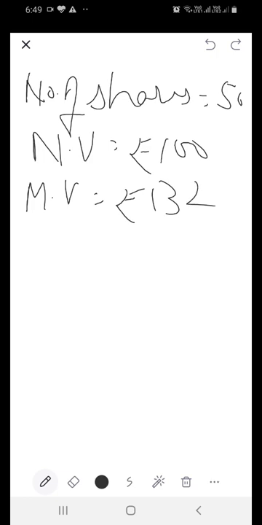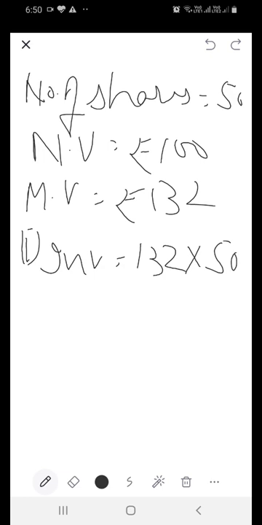In the first part, you have to tell the investment. In order to find the investment, I am taking up the first formula which I wrote. Investment is equal to market value into the number of shares. So 50 into 132 gives you rupees 6,600.